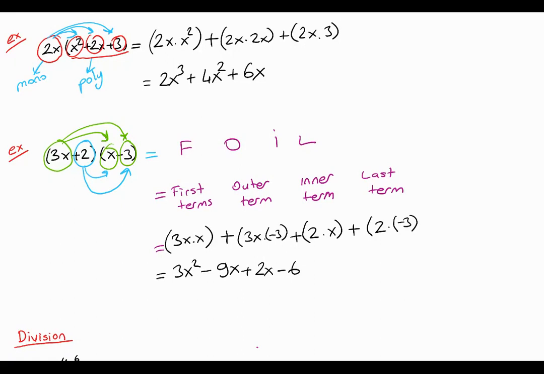Okay, it's equal to 3x squared. So I will add them. I will get negative 7x minus 6.